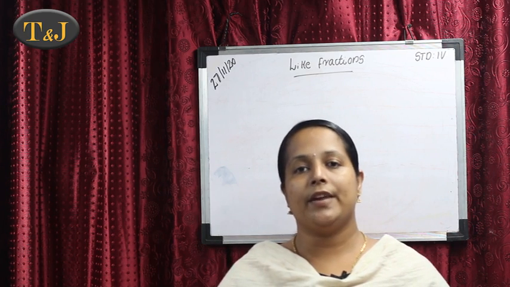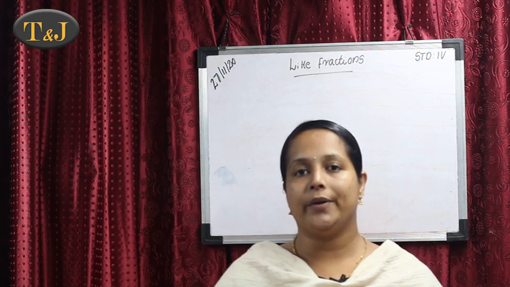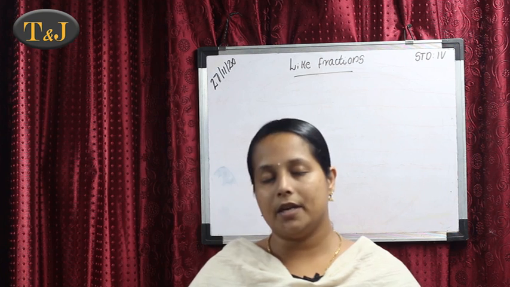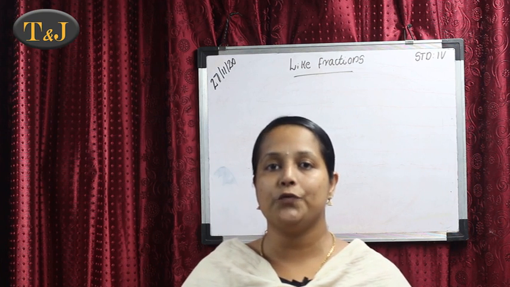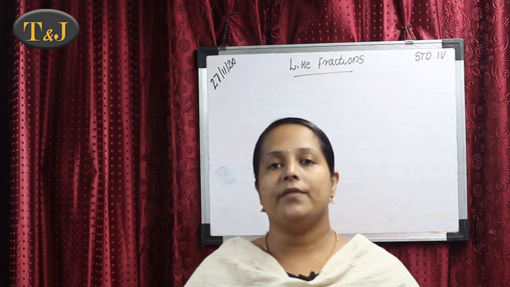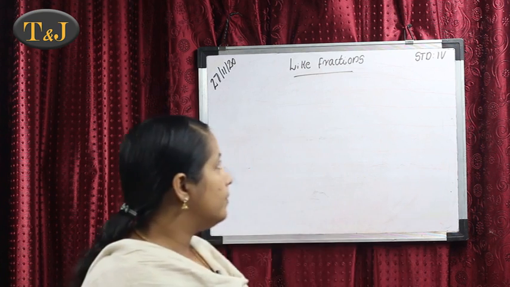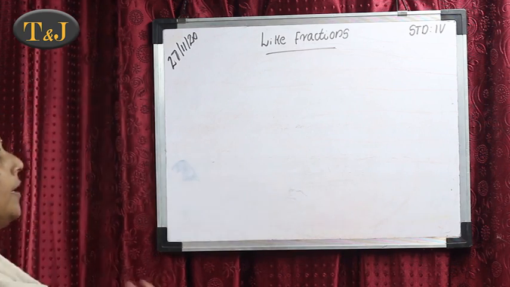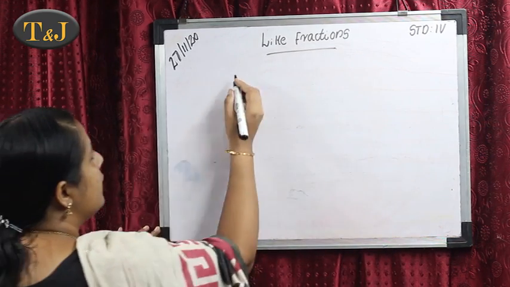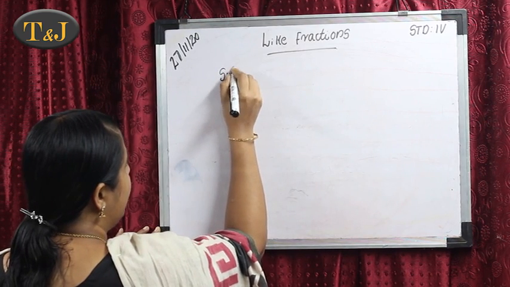In the previous class we already learned how to find the addition of like fractions. Here we subtract only the numerators, and the denominator remains the same number. So let us begin our class. Our heading is subtraction of like fractions.